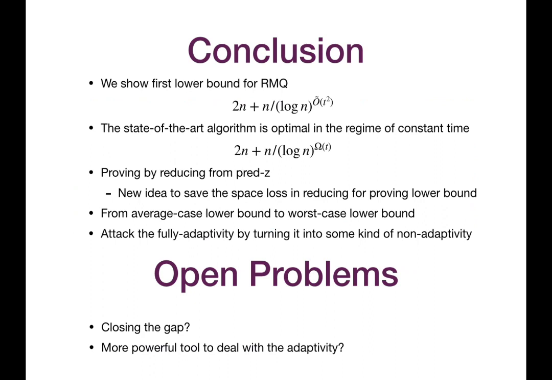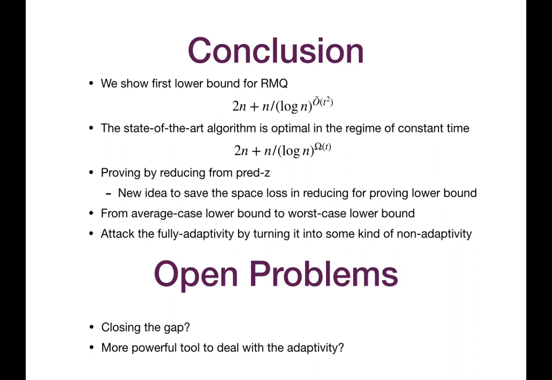In conclusion, we prove the first lower bound for RMQ. Our lower bound shows that the state-of-the-art algorithm is optimal in the regime of constant time. The lower bound is proven by reducing from Pre-Z. We employ a new idea to save the space loss in reducing for proving lower bound. We find new ways of proving worst-case lower bound and attacking full adaptivity to prove lower bound for Pre-Z.